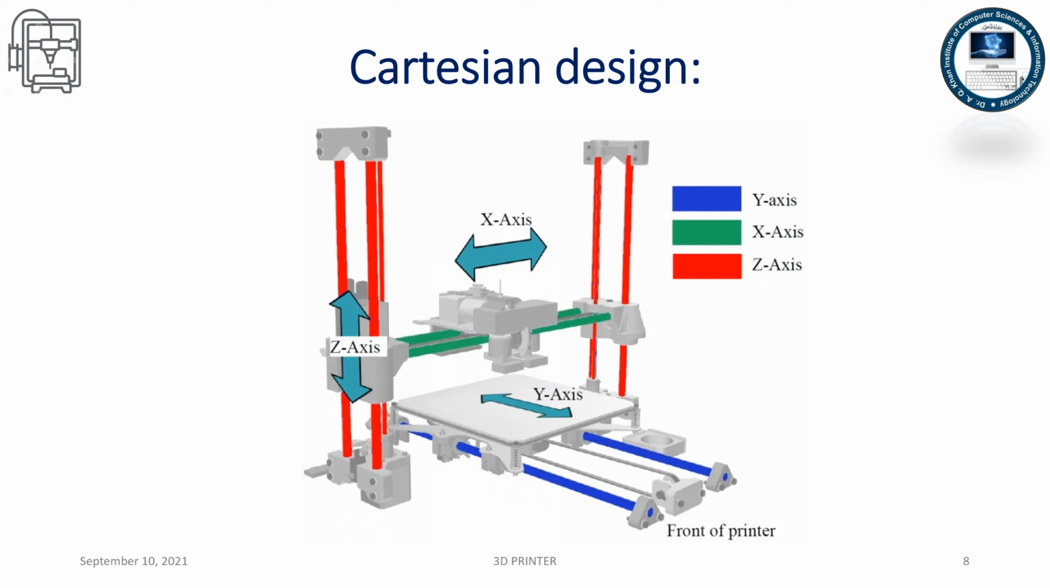Cartesian design. In Cartesian design, the bed of the printer moves in the y-axis, meaning forward and backward, and the hot end of the printer moves in two directions, meaning x-axis left and right and z-axis up and down.